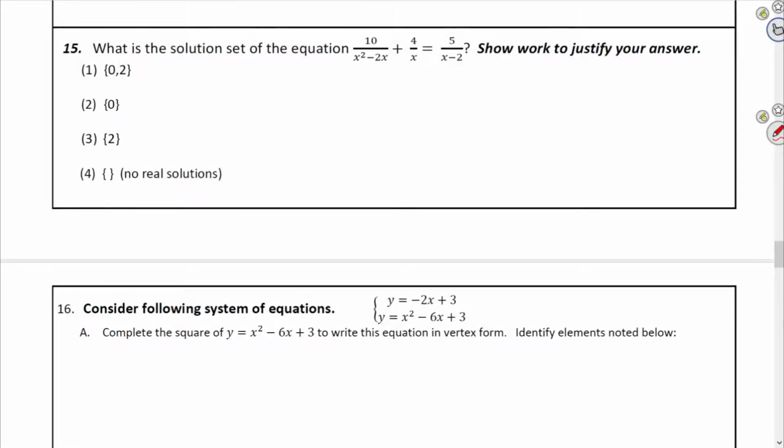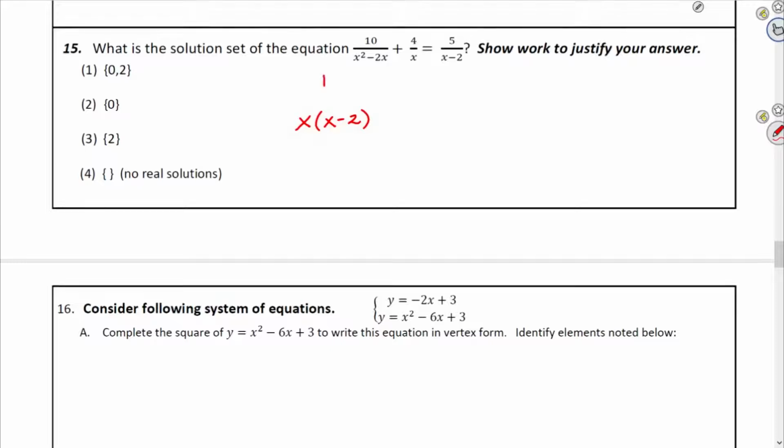Well, I'll start by factoring the denominators. And the most important one is this x squared minus 2x. And there's a GCF of x, and I get x times x minus 2. Okay, and that will be my least common denominator. So let's write this down.